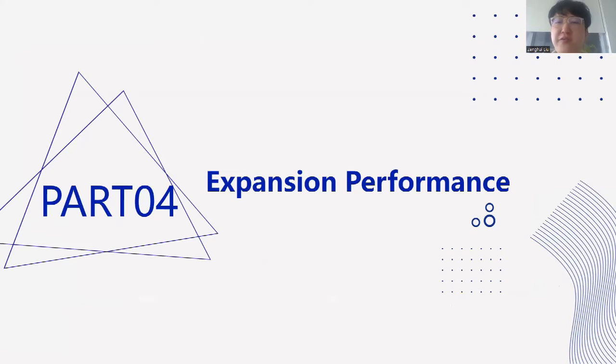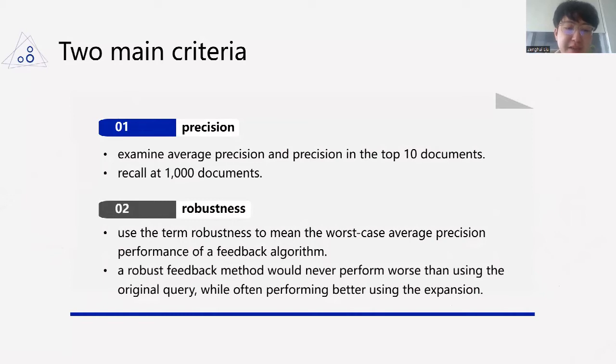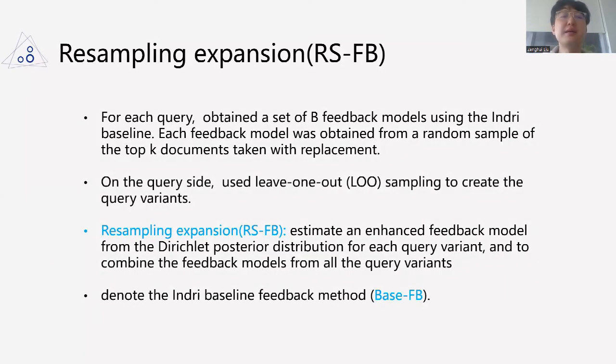For expansion performance, I evaluate feedback algorithm effectiveness by two main criteria. The first one is precision, second one is robustness. This part is about resampling expansion. For each query, I obtained a set of B feedback models using the usual baseline. Each feedback model was obtained from a random sample of the top K documents taken with replacement. On the query side, I used leave one out sampling to create the query variants. For the resampling expansion, I estimate an enhanced feedback model from the Dirichlet posterior distribution for each query variant and combine the feedback models from all the query variants.